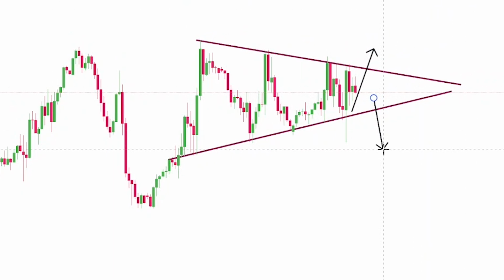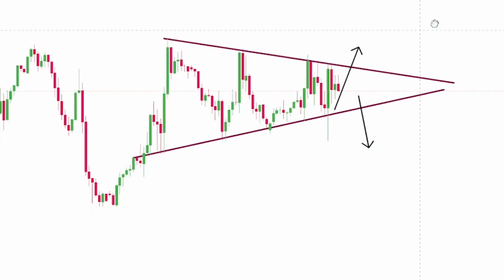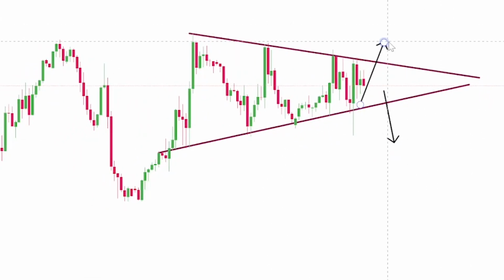If we break below this area, we are also going to wait for the candle to close below this area. Then for the next candle, we are going to take a sell from there, anticipating the price to change the direction to the downside.